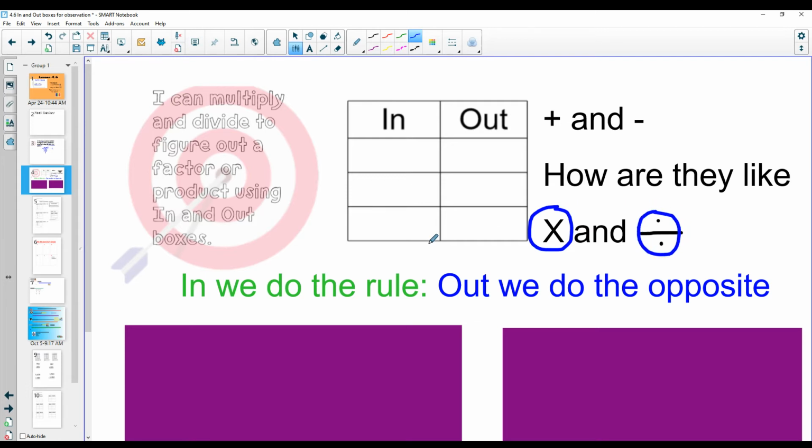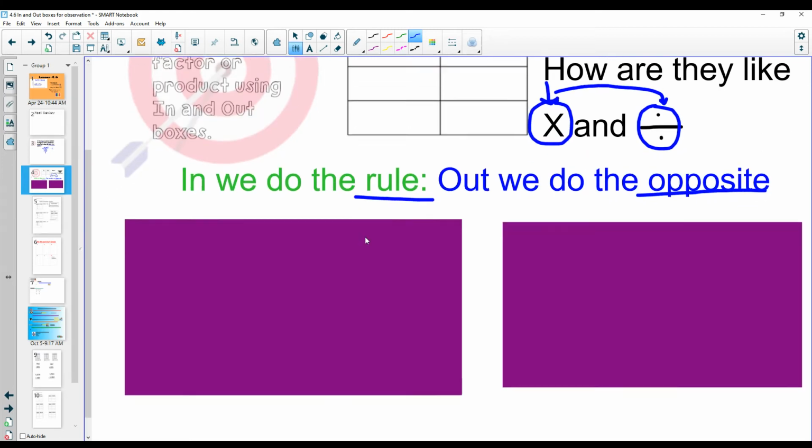We still do the same thing. In, we do the rule. Out, we do the opposite. If the rule is multiply, the opposite would be division. If the rule is division, the opposite would be multiply.